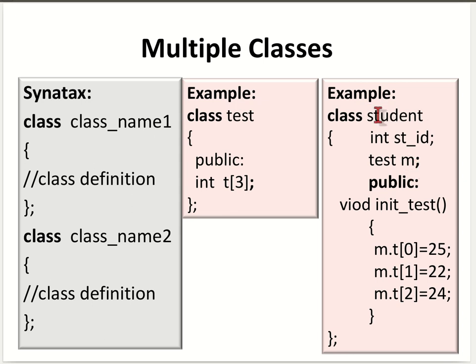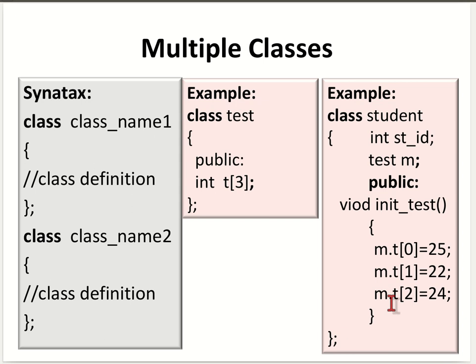Here in this case we are using this test object, creating this test object inside this class student. So one of the attributes will be our test m. And how will I call this function? Whenever I am creating a student object, say I have created student st, and I say st.init_test, what will happen?